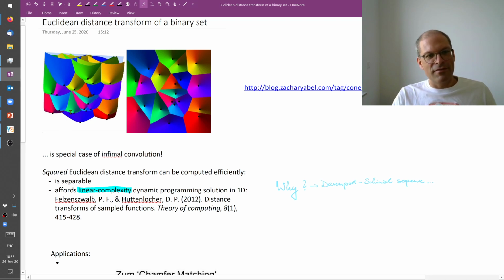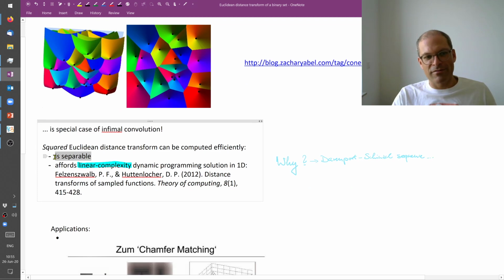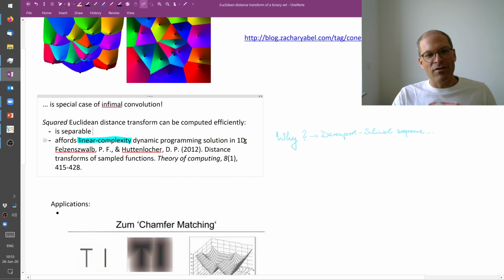And in particular, now we could say we're interested in the Euclidean distance, or we could say we're interested in the squared Euclidean distance. And the squared Euclidean distance has the advantage of being separable in the sense of an infimal convolution, and moreover, in one dimension, this envelope can be found in linear time, which is amazing. Actually, this linear time complexity algorithm will work also for normal Euclidean distance, not the squared one, but the separability only holds for squared Euclidean distance.